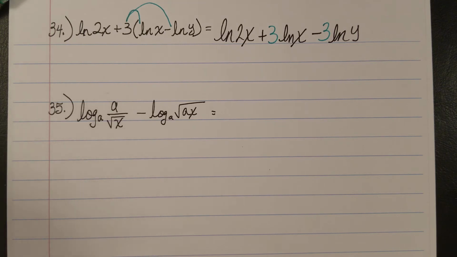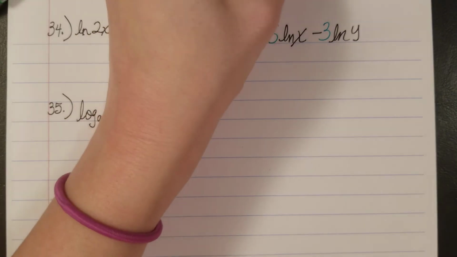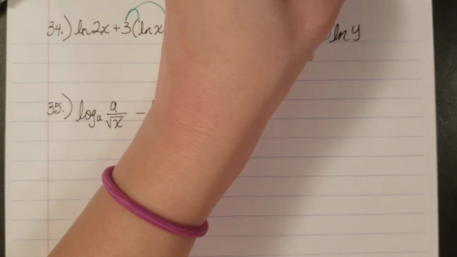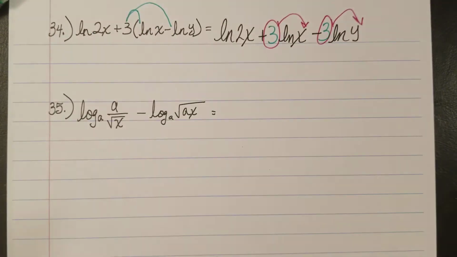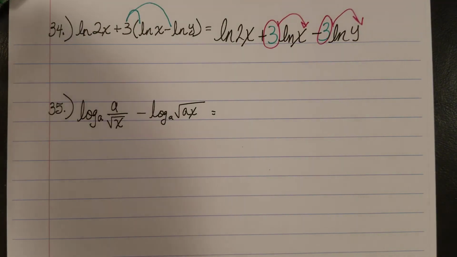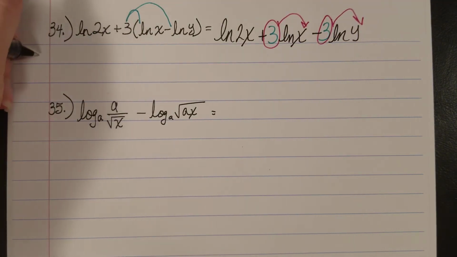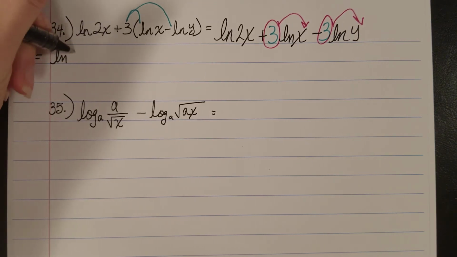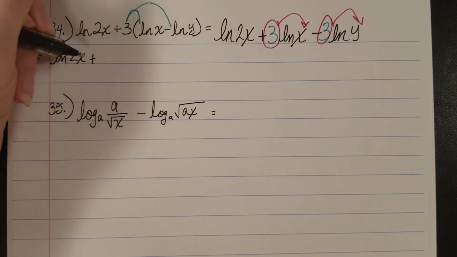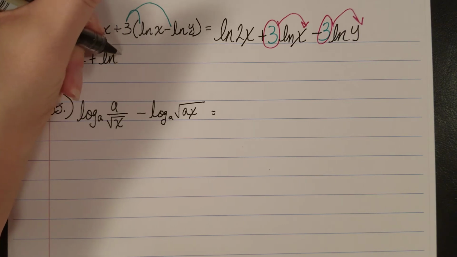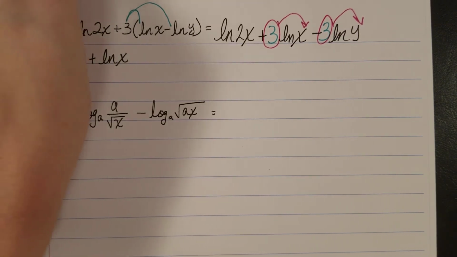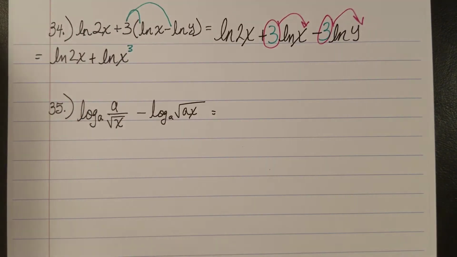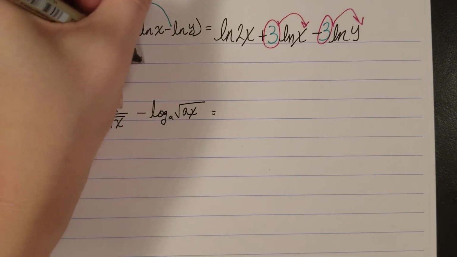All right, now let's take that 3 and move it up to make it into an exponent. So we're still going to have ln of 2x plus, now it's going to be ln of x cubed minus ln of y cubed.